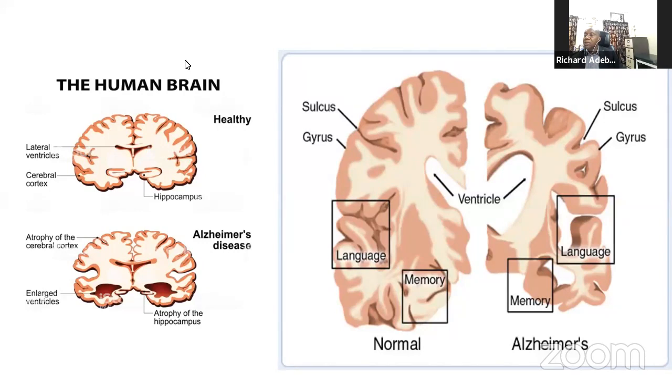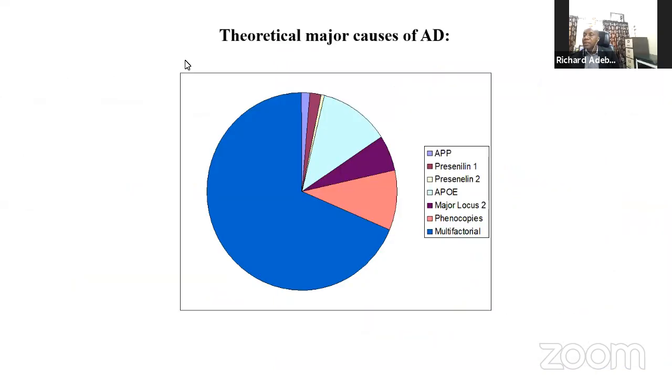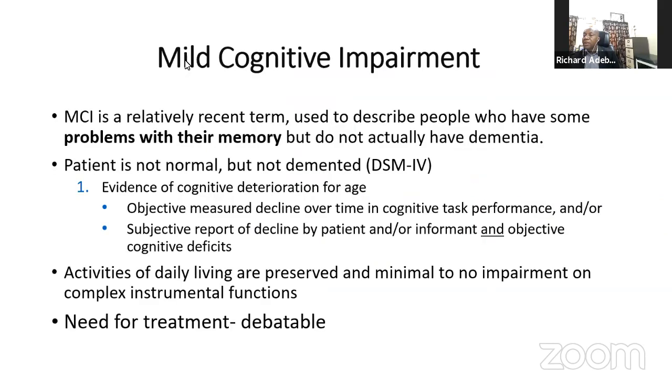Earlier, I talked about mild cognitive impairment. This is what is usually seen. MCI is a relatively recent term used to describe people who have some problems, let's take note of that, some problems with their memory, but do not actually have dementia. So they do not measure up to the diagnostic criteria according to the DSM-4. The patient is not normal, but we cannot also say that they are demented.